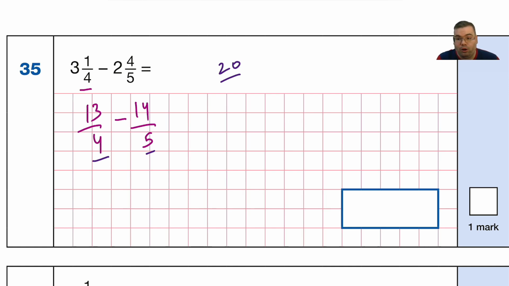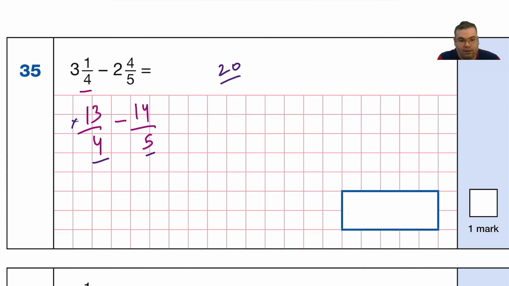We are making the denominator the same so that we can simplify. To make it 20, we need to multiply with 5. So when you multiply with the 5, it will be 13 times 5 is 65 and 5 times 4 is 20, right? And here if you have to make 20, you just need to multiply with 4. 5 times 4 is 20. So 14 times 4 is 56.